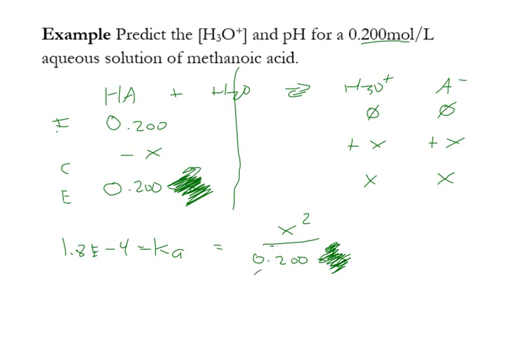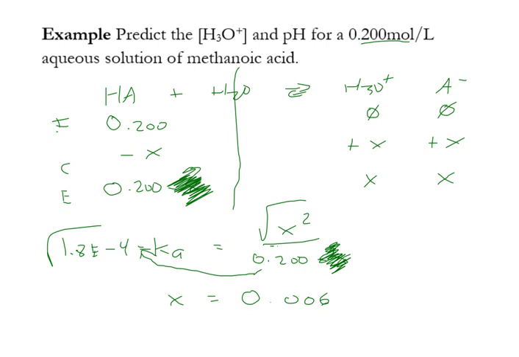So I'm going to take 1.8 times 10 to the minus 4 times by 0.2. And then when I square root all of that, I end up with 0.006. Yeah, everybody else gets 0.006. So let's fill out the rest of our table here. And you're going to discover that our approximation, we are cheating.